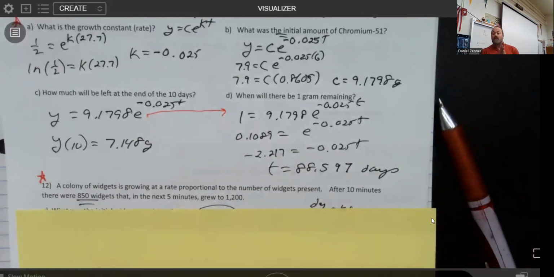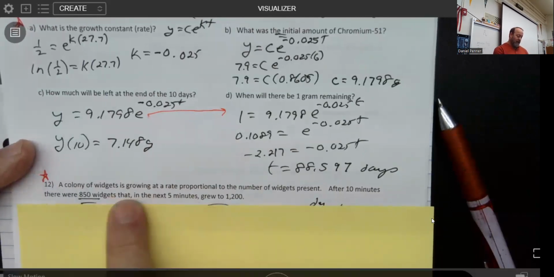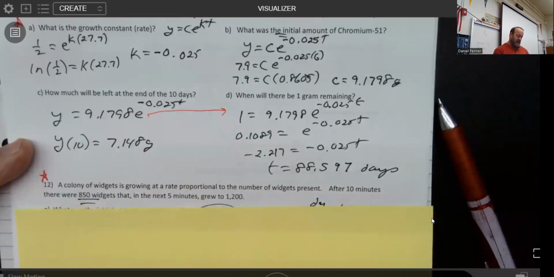So we have this colony of widgets, and a widget is just a fictitious item. It could be a bicycle, it could be a mug of coffee, it could be a house, it could be anything, but we call it a widget so that if the price of a widget is $5 million, nobody's like, hey, a bicycle's not 5 million. It's just fictitious, so the numbers don't have to mean a whole lot. So this colony of widgets is growing at a rate proportional to the number of widgets it has.